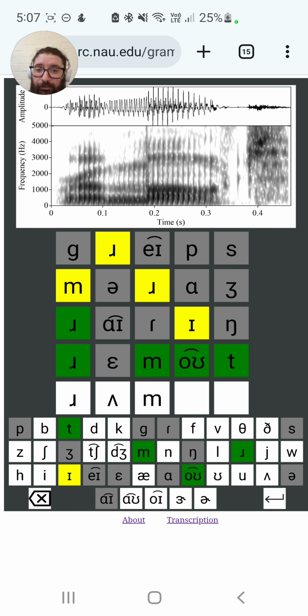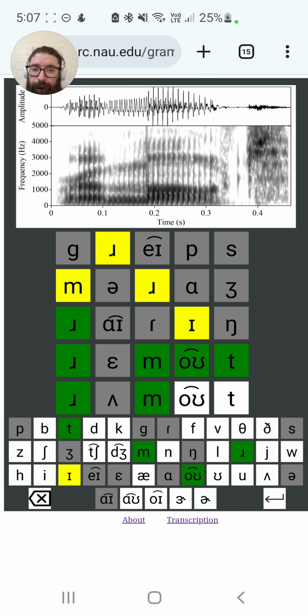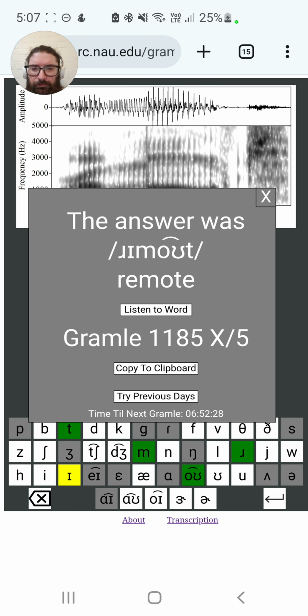So let's go ahead and plug that in, and this should be correct. It is not correct. You pronounce that with an E? Remote? It's going to let me listen, so... Remote. Remote. That's not an E.